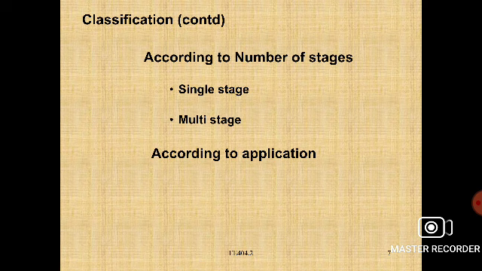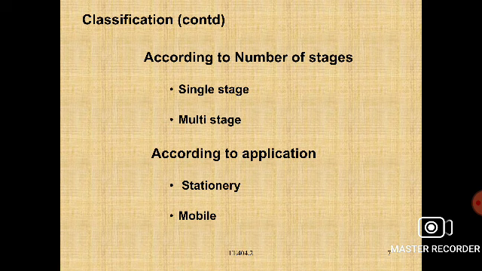Next, according to the number of stages: single stage and multi-stage. A single stage consists of one nozzle, one moving blade and one fixed blade, and we call it a single stage turbine. A multi-stage turbine consists of more than one steam nozzle, more than one moving blade and more than one fixed blade. So we call it a multi-stage turbine.